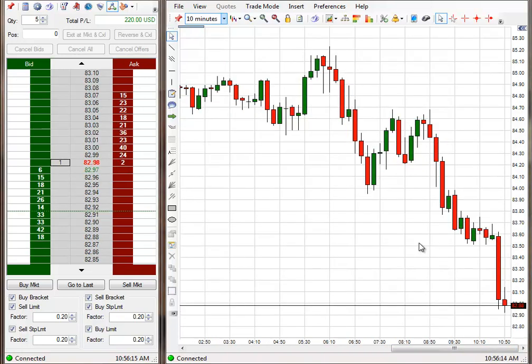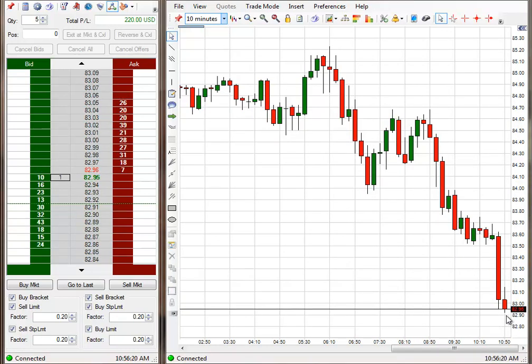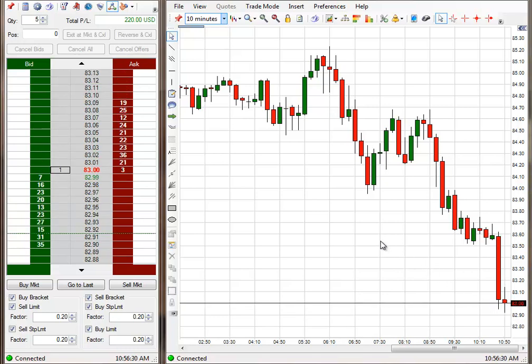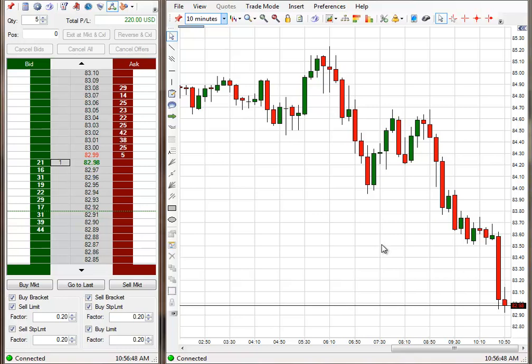I just want to show you the 10-minute here real quick. You can see where we are in the 10-minute. You saw the daily. Here we are at the bottom of the 10-minute. That's like 230 ticks off code 2. Let me see here. Yeah, actually that's about 220 ticks off code 2 so far.